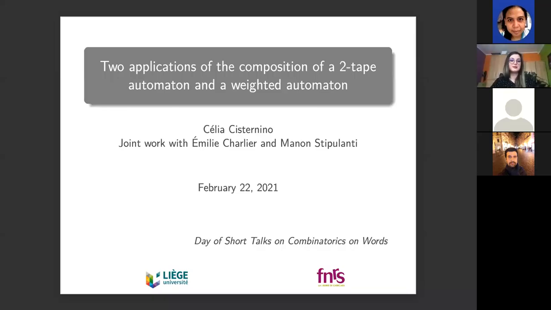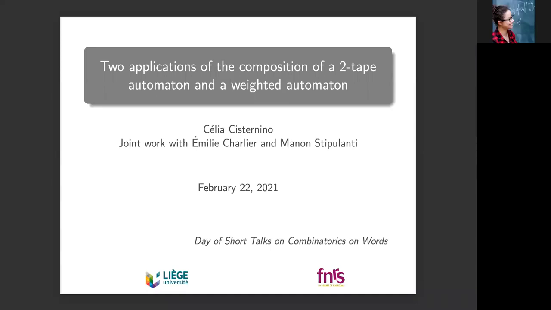She's a PhD student in Liège, and today she's going to talk about two applications of the composition of a two-tape automaton and a weighted automaton. Please, Célia. Thank you, Manon.